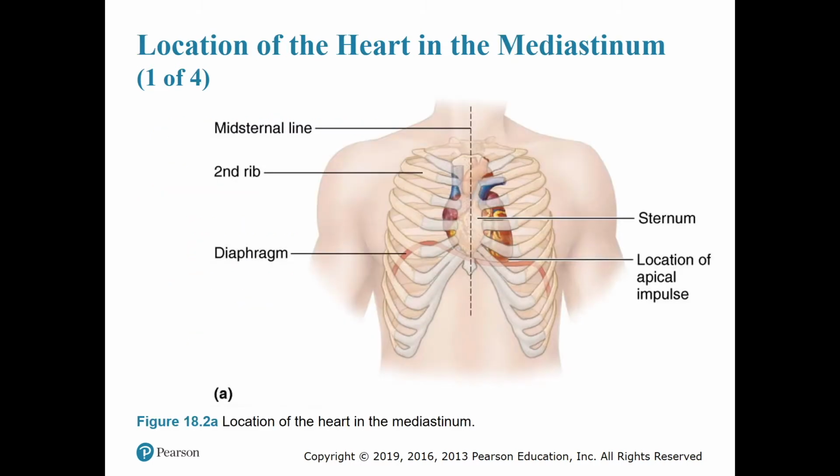Figure 18.2a shows the location of the heart in the mediastinum. So remember, the mediastinum is the region between the two pleural cavities. It also contains the thymus, esophagus, and trachea. So this figure is a sectional view that illustrates the position of the heart relative to other structures in the mediastinum.